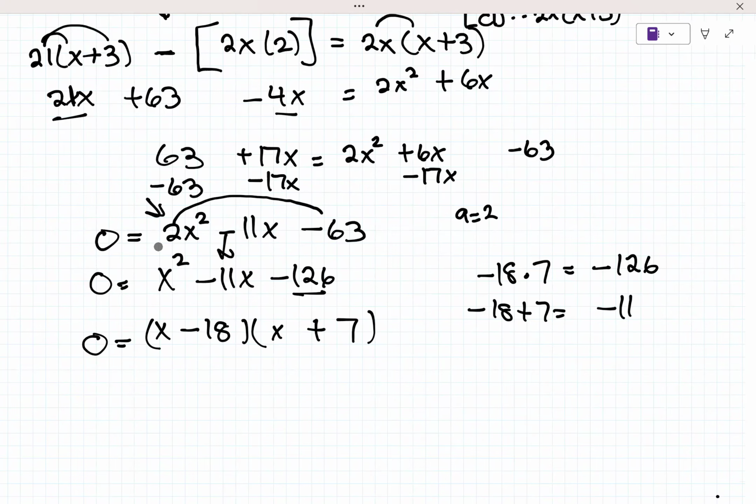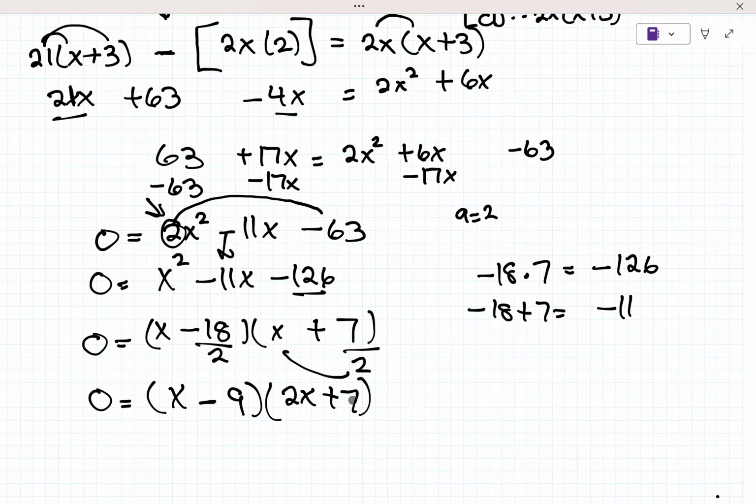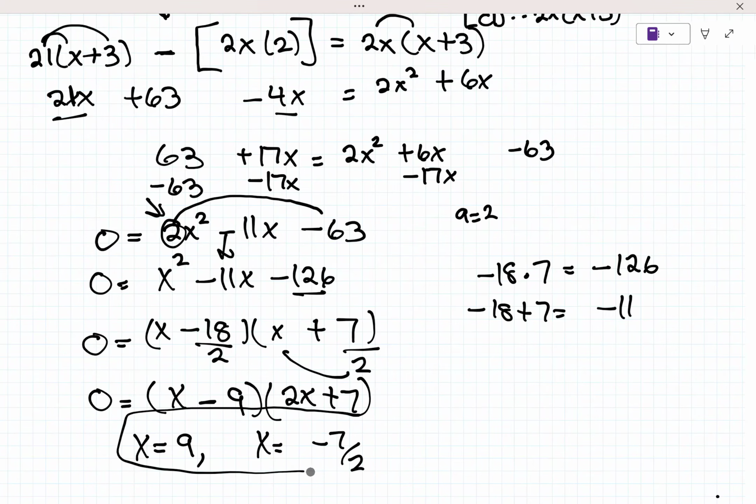And then what I'm going to do is divide the negative 18 and 7 by your original a value, 2. What's negative 18 divided by 2? Negative 9. And then 7 over 2 is a fraction that cannot be reduced, so you put the 2 in front of the x. So that's 2x plus 7. Okay, when you actually solve for it, you're going to get positive 9 and negative 7/2. Okay, there's your answer.